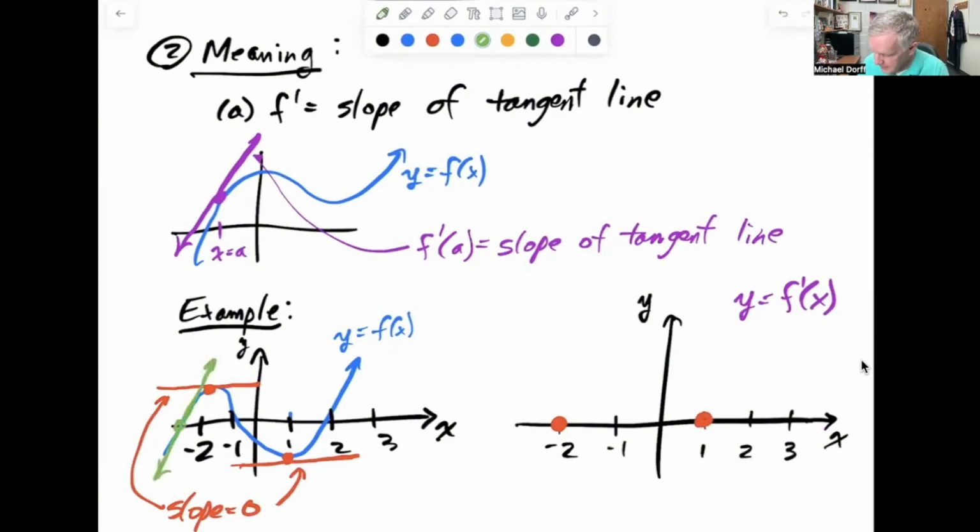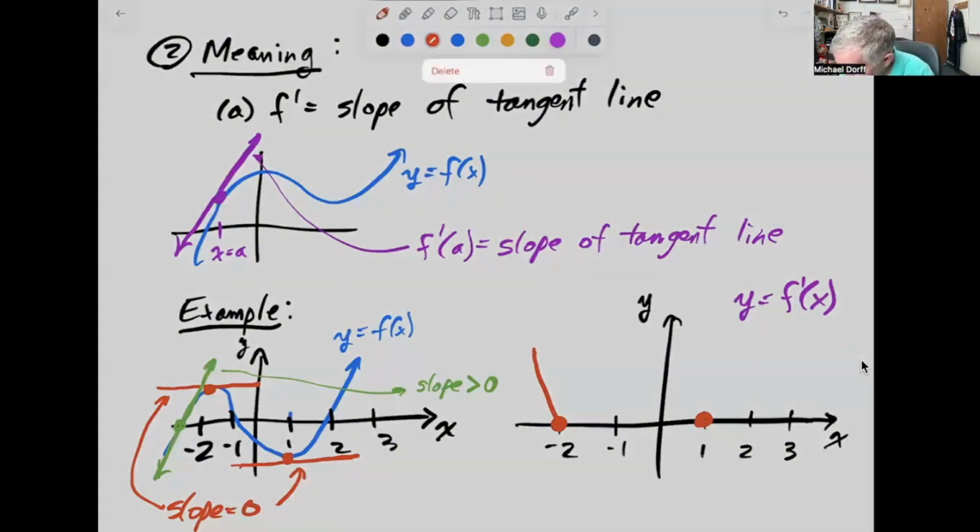What's the slope of that look like? Well, I don't know the exact value, but I know that that's a positive slope because it's going up. So that means if I go back to my graph of my derivative, the slope value is positive. So it means I have to be above the x-axis. So the graph of my derivative should be above the x-axis when x is less than -2.